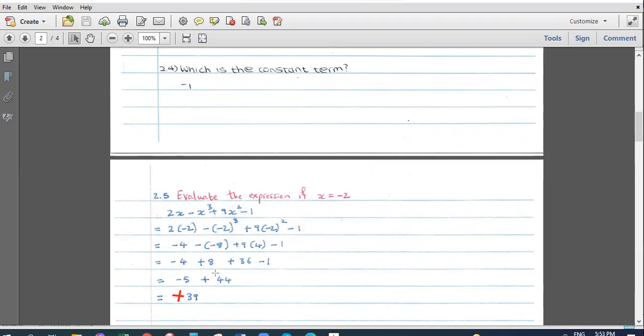There are more positive values there, 44. So this is a +31.